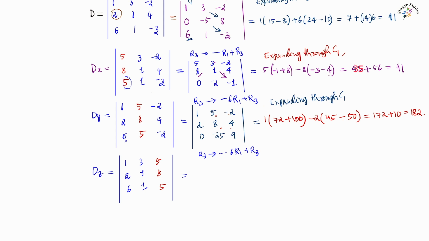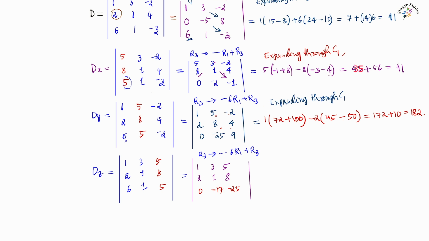Now we have 1, 3, 5, 2, 1, 8. So we have negative 6 times 1 is negative 6, plus 6 is 0. And we have negative 6 times 3 is negative 18, plus 1 is negative 17. And we have negative 6 times 5 is negative 30, plus 5 is negative 25. And this is our modified determinant after the operation.